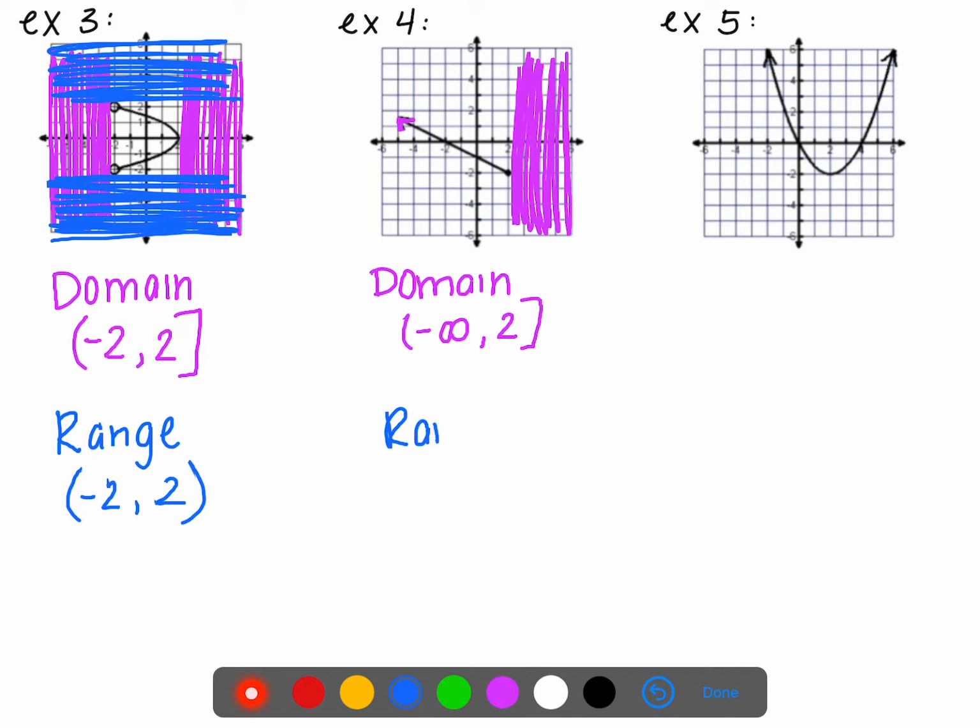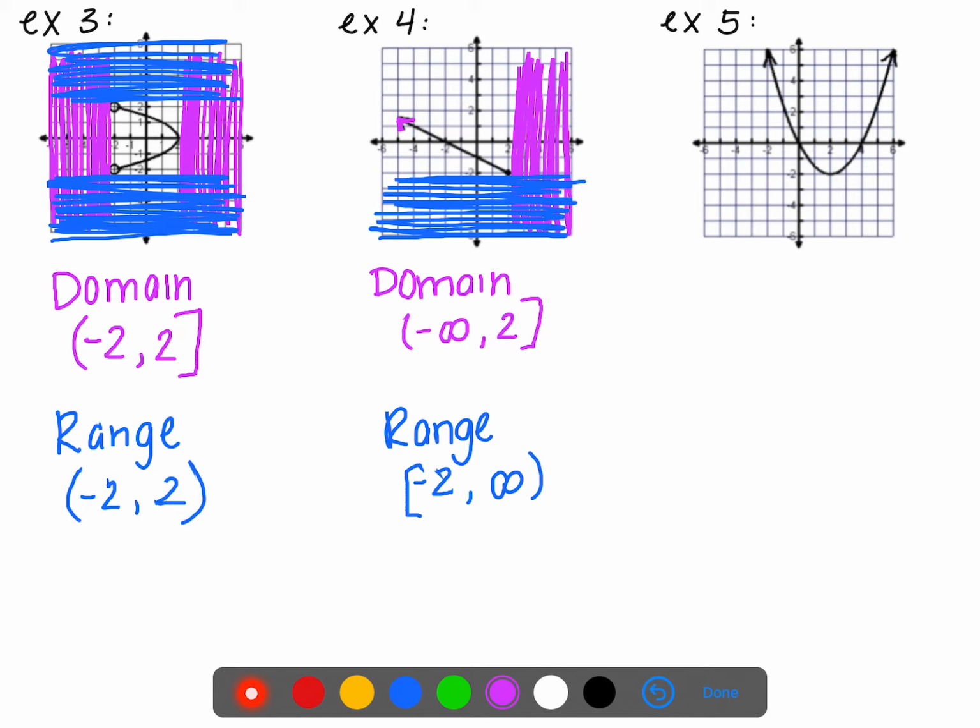Then I got my range. So I'm going to start low. Shade until I get to my graph. At negative 2, I get to my graph. Then I got to decide bracket or parenthesis? Bracket, right? Because it's included. And then it goes up forever, right? My graph is pointing up, so it's going to keep going. So there's nowhere, again, that I can shade on the top. So I'm going to infinity, with parentheses on my infinity because I always have parentheses on my infinity.